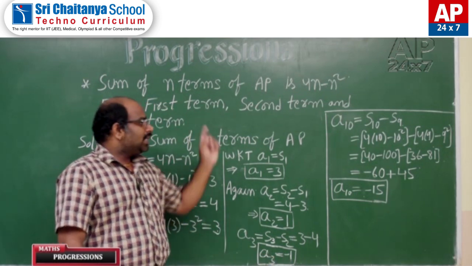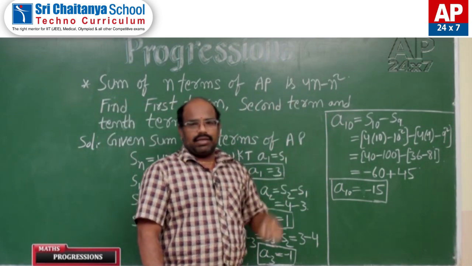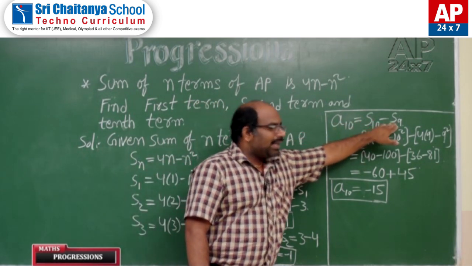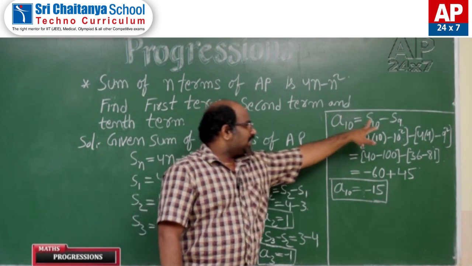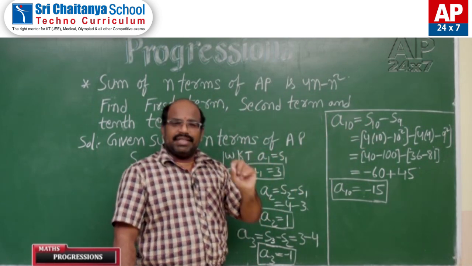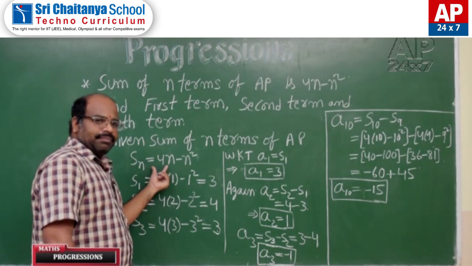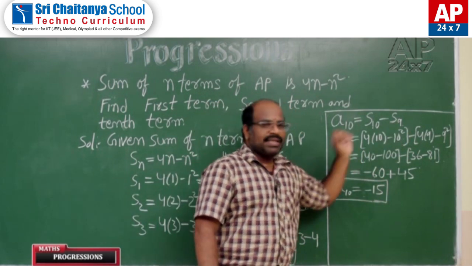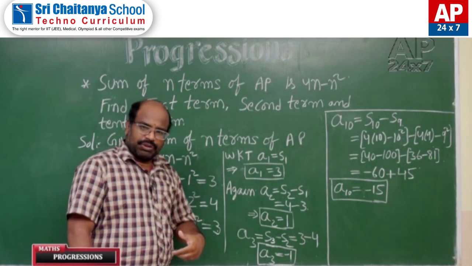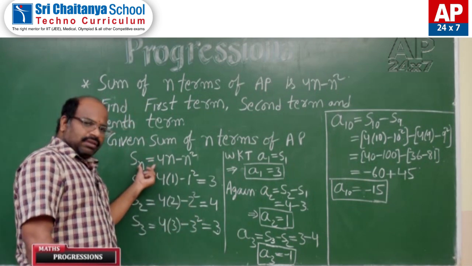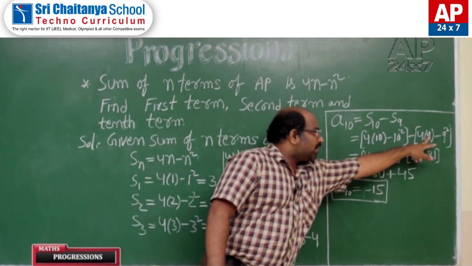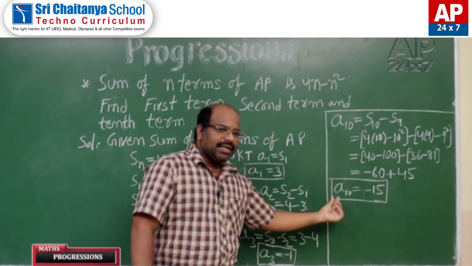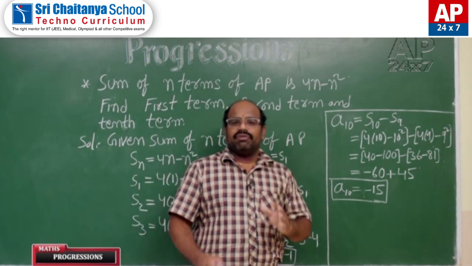In the question, he is asking to calculate A10 also. How to calculate A10, students? Right, S10 minus S9. S10 means substituting n is equal to 10 in the formula Sn. So, it is 4 of 10 minus 10 square, minus S9. How to calculate S9? Substituting n is equal to 9 in the Sn formula. Therefore, 4 into 9 minus 9 square. On simplification, we will get A10 is equal to minus 15.